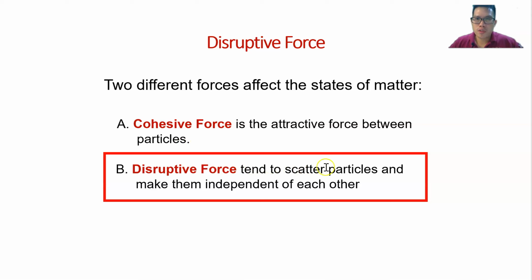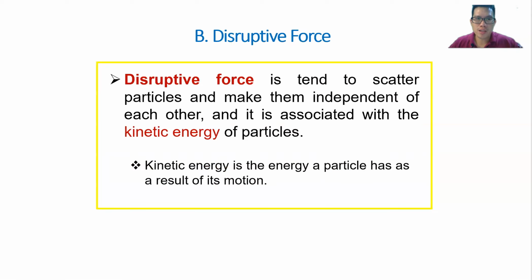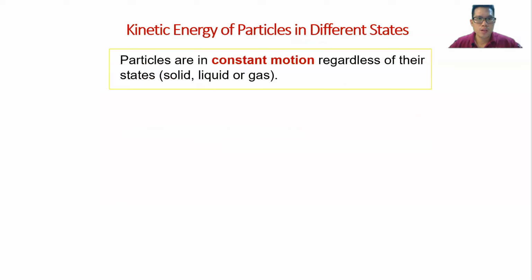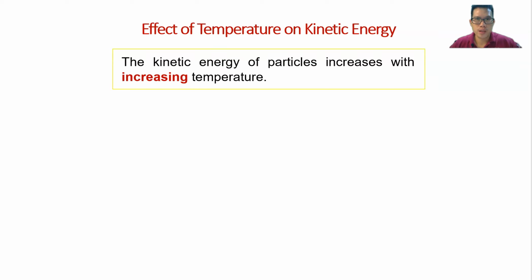So the disruptive force tends to scatter particles and make them independent of each other. Disruptive force is to pull them apart. When you're talking about particles, they are usually in constant motion. The kinetic energy between particles increases with temperature. That's why early on I said that temperature is very important. You cannot compare one molecule at a cold temperature like 5 degrees with another at room temperature, 24. You need to compare at the same temperature, because temperature is an energy.